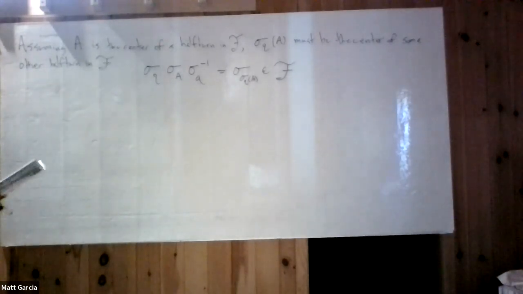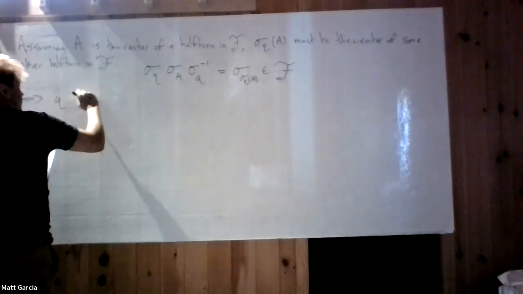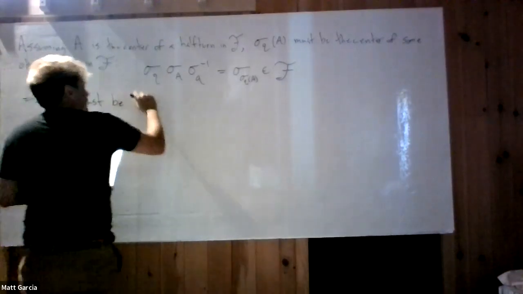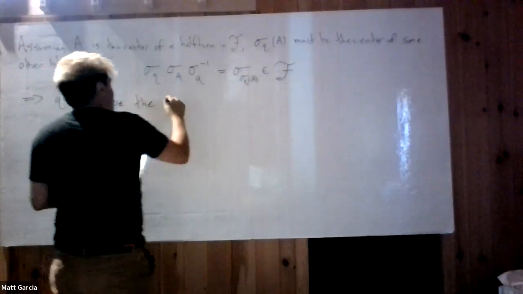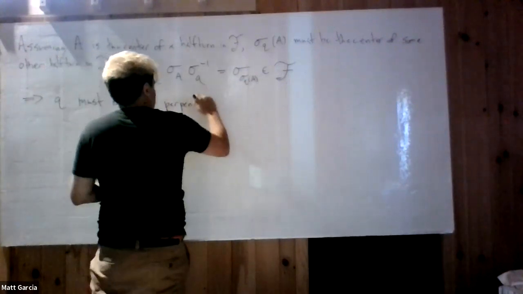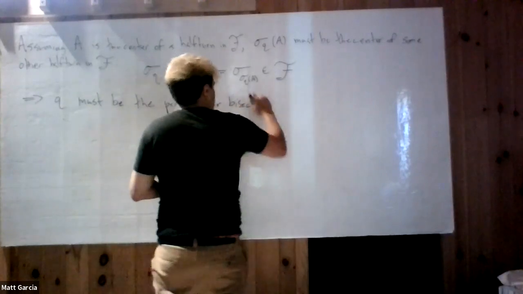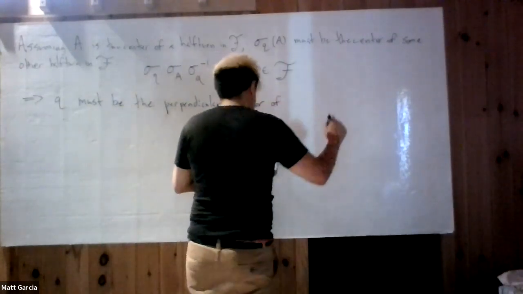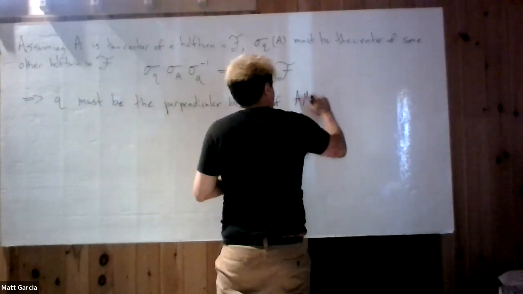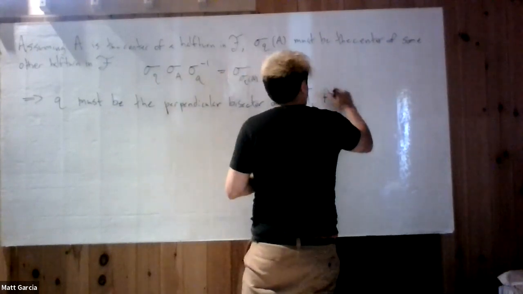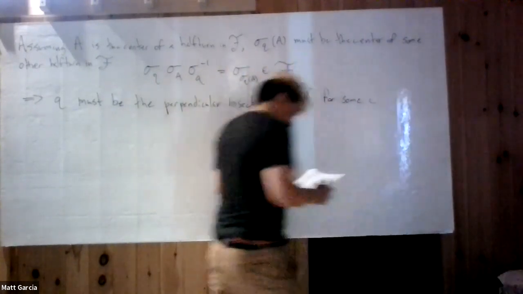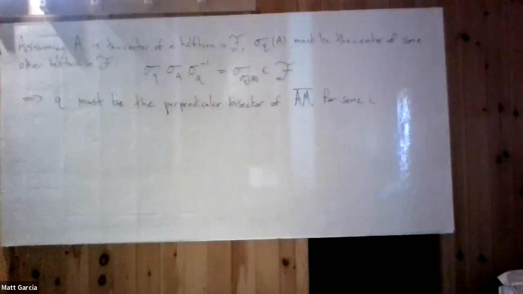So, what does this tell us? This implies that Q must be the perpendicular bisector of the line segment A M_i for some i.